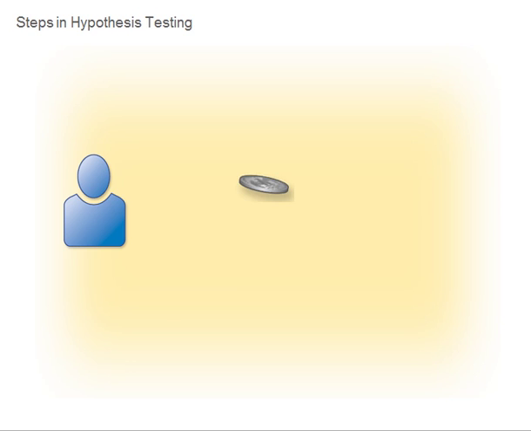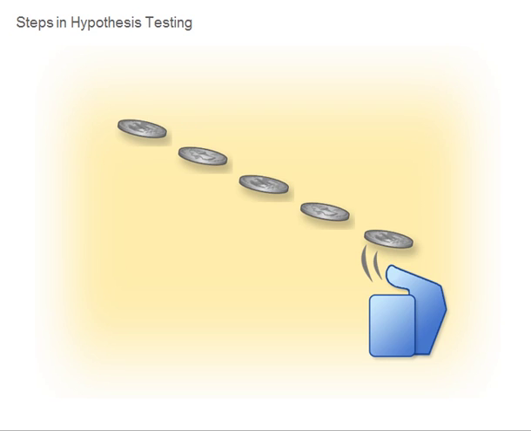Suppose you want to know whether a coin is fair. You can't flip it endlessly, so you decide to take a sample. You flip the coin 5 times and count the number of heads and tails.